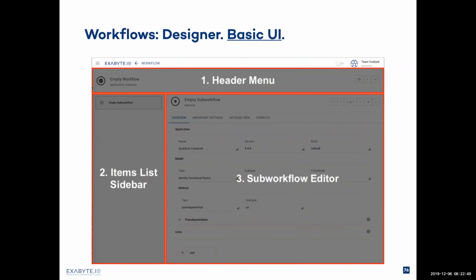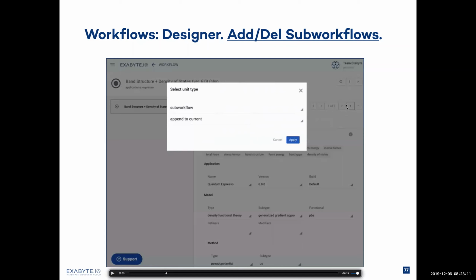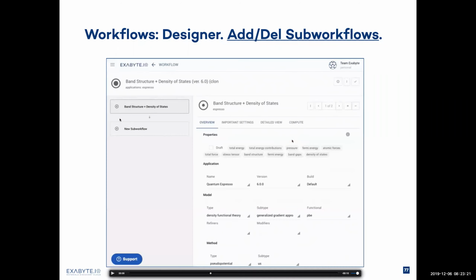At the top, we have a header menu that contains the name of the workflow and the application used inside it. On the left, we have the items list sidebar. It contains the subworkflows. And in the middle, to the right, we have the subworkflow editor. So when we would like to add or delete subworkflows, we can do it as this video demonstrates. We click on the plus button in the subworkflow editor and select the option to append another subworkflow to the current. And as you can see, it shows up here on the left as a new empty subworkflow.